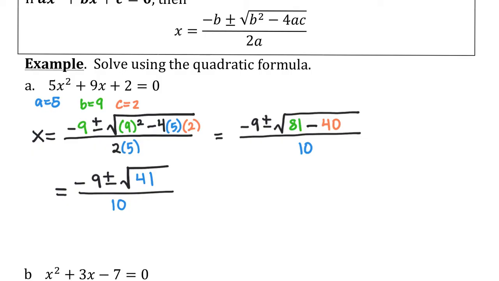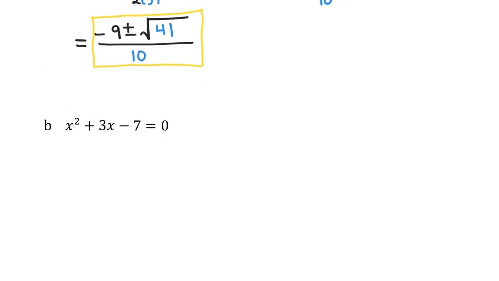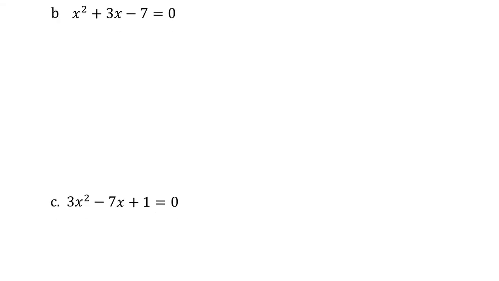So this is actually my answer, even though it looks terrible, and we'll look at it and see why it's two answers. One of my answers is negative 9 plus the square root of 41, divided by 10. The other one is negative 9 minus the square root of 41, divided by 10, which would be some decimal, but we're going to leave it like this because this is what we call exact form for an irrational number. Okay, let's go ahead and try the next one. It'll be similar, and all of the answers today will be irrational.